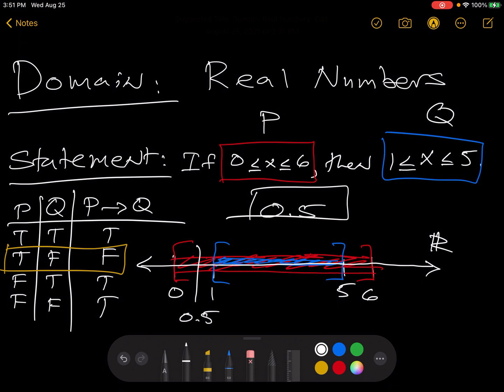Now why does that work? Because we have true for P: x equals 0.5 is between 0 and 6. But x equals 0.5 is not between 1 and 5, so we have false there. So we have a false overall conditional statement, an if-then statement.